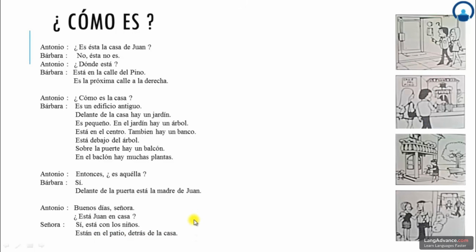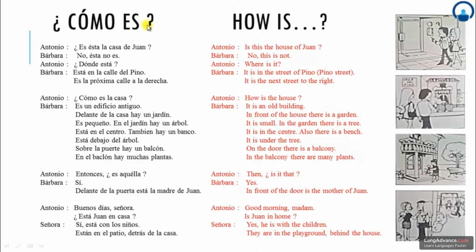Now that we have read it in Spanish, we'll try to translate it into English. The title, ¿Cómo es? means how is, and with a blank, the question might be how is the house. So let's move to the conversation. ¿Es esta la casa de Juan? Is this the house of Juan? No, esta no es. No, this is not.